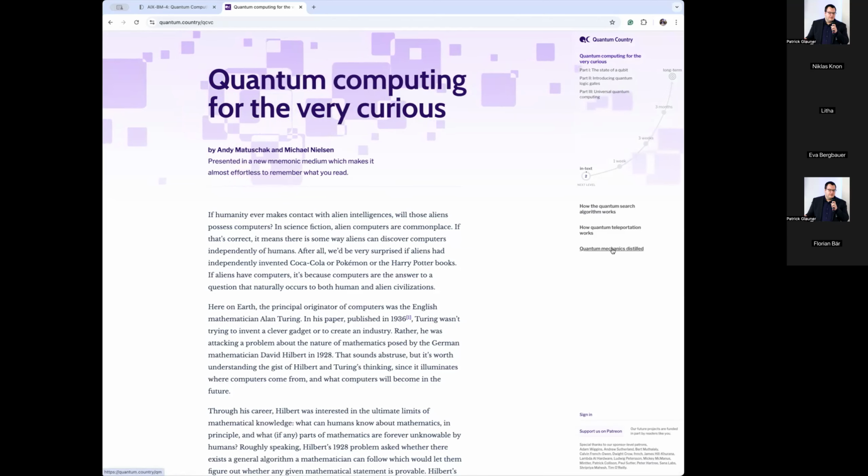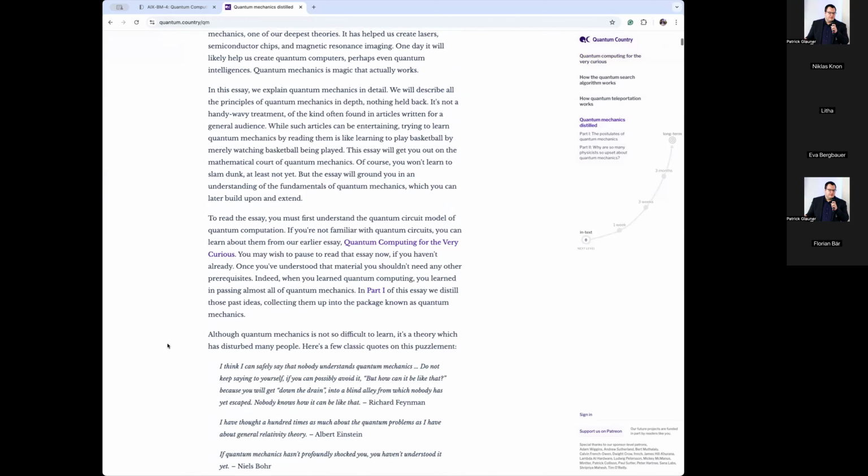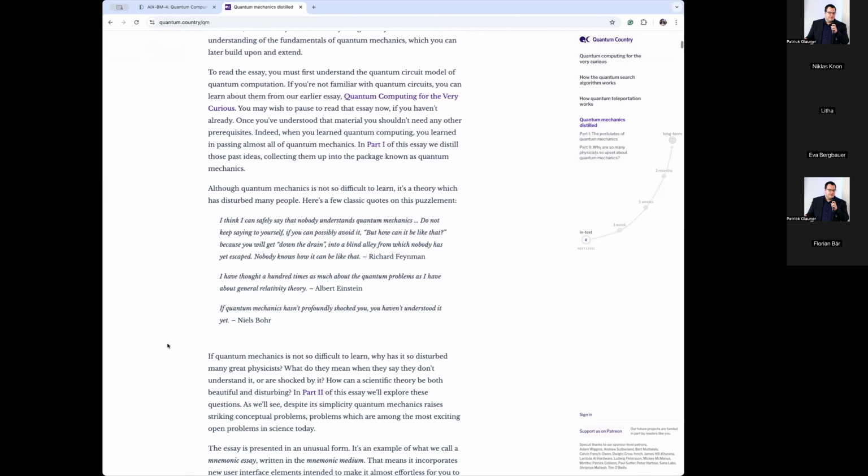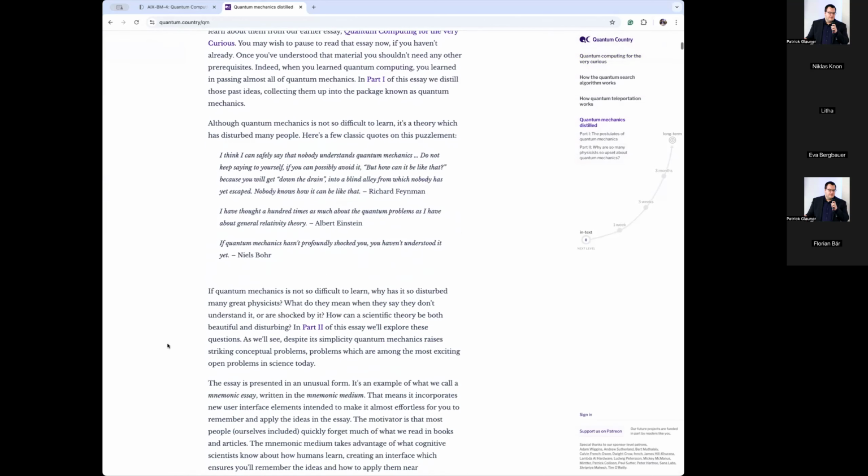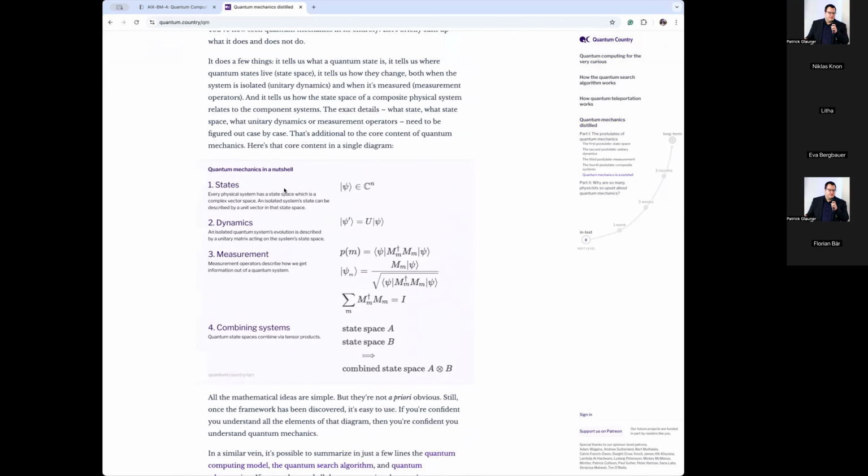There is an essay about quantum mechanics distilled. It's the last essay, because we've not just looked at qubits, we've also looked a little bit more at quantum mechanics throughout this course, and feel free to read that essay as well. It will probably provide you with a very good revision as well of what we have done in here. And this figure here is overall super helpful: quantum mechanics in a nutshell, which are states and dynamics. We've looked in detail into states and dynamics.